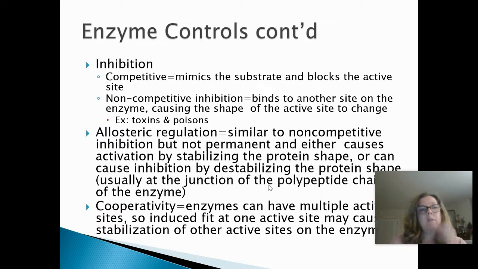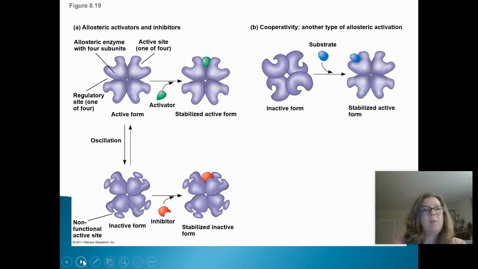You can also have something called cooperativity, where enzymes have multiple active sites. So the induced fit at one active site actually stabilizes other active sites on the enzyme. And I think I've got a picture of that. Yeah, here's cooperativity, right? So the substrate binds into this little active site right here, and immediately all the other active sites get into their proper shape.